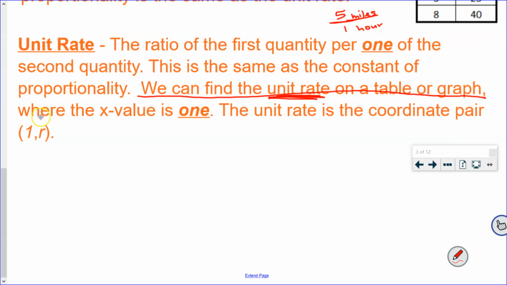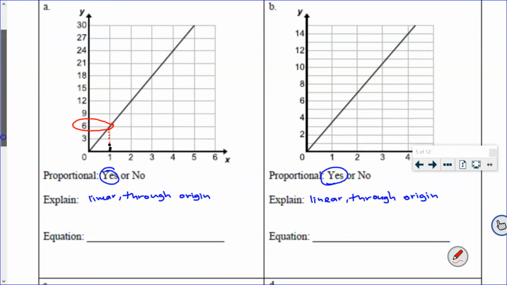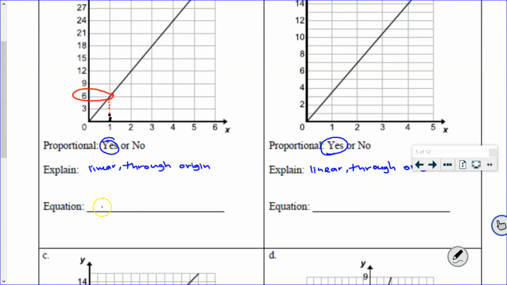So if I'm finding the unit rate, I'm finding the COP. And where do I find that? I find it where the x value is 1. So let's go take a look at our graphs. Where is the x value 1? Oh, right here. What is that value? Let's go up. That value is 6. So what is the constant of proportionality? 6. So what's the equation? Y equals 6x. Or if we go in reverse order, x times the constant of proportionality, the unit rate, 6. So x times 6 equals y.